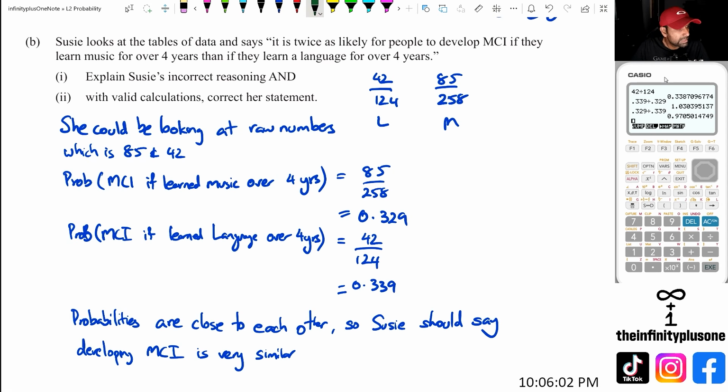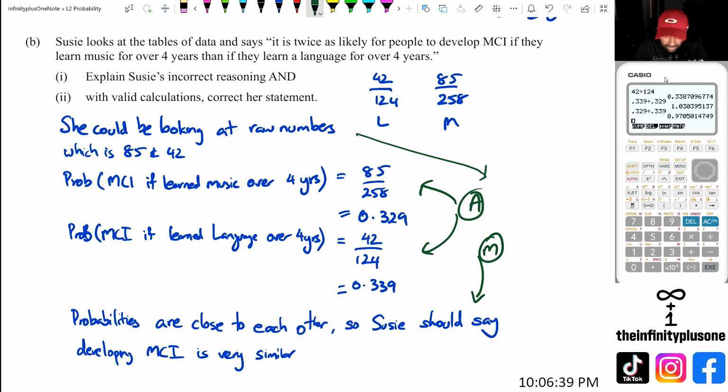So grades wise, both probabilities given, at least one correct probability for music, that's achieved. So achieved is either getting this one or this one. Both probabilities given and correct version of Susie's conclusion, all of these three things should get you a merit. Both probabilities given, correct version of Susie's conclusion, incorrect reasoning explained based on raw numbers. So I guess this one is for your final E7 grade.